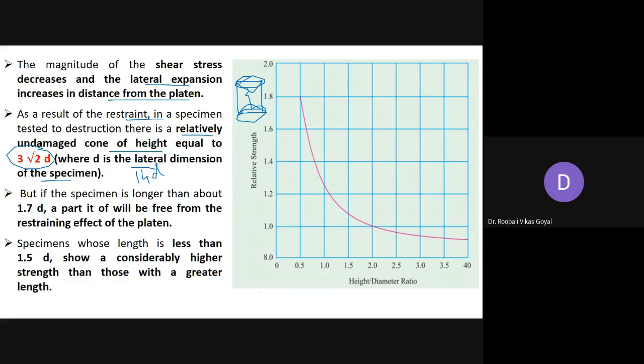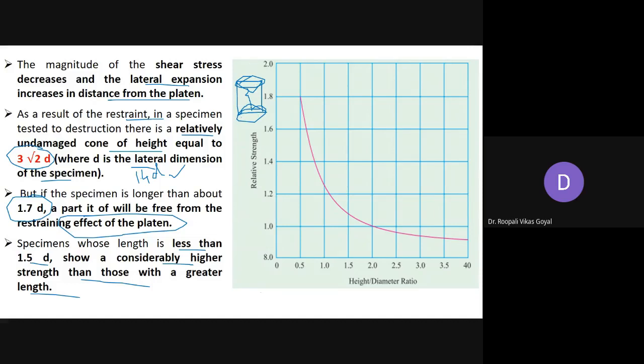So if the specimen is longer than 1.7 d, a part of it will be free from the restraining effect of the platens. So up to 1.4 d the maximum effect will definitely be there, but if you are keeping more than that, it will be less affected by the restraining effect. So a specimen whose length is less than 1.5 d shows a considerably higher strength than those with a greater length. Why? Because more restraining effect is observed at top and bottom and an undamaged cone is observed.